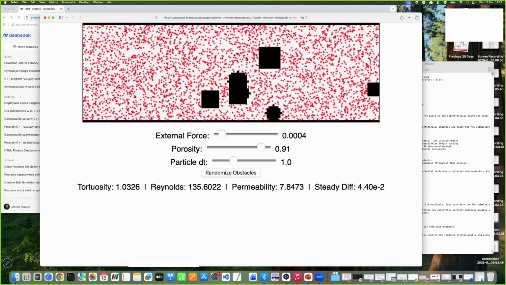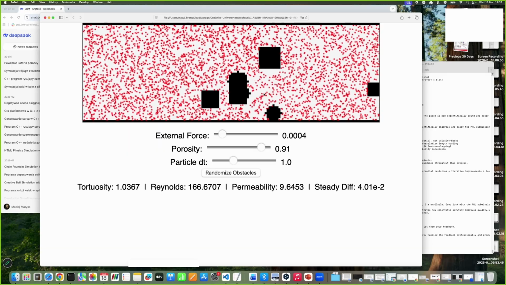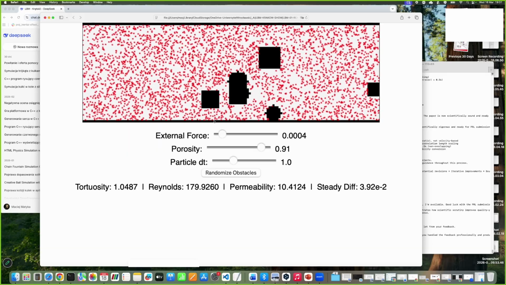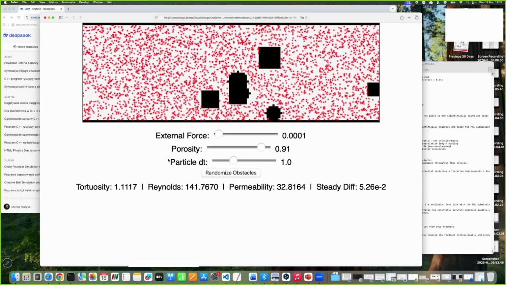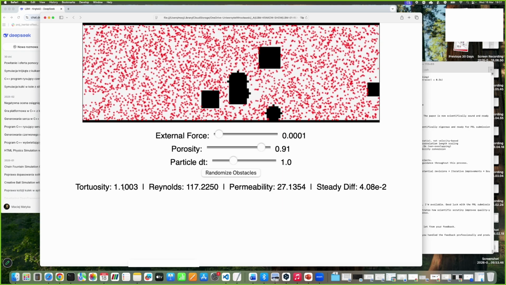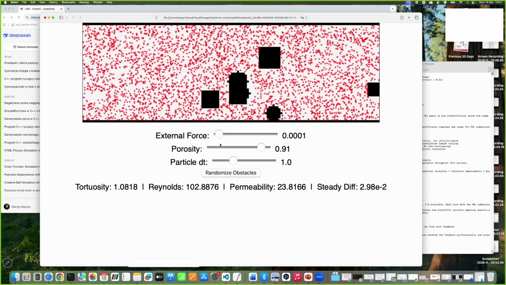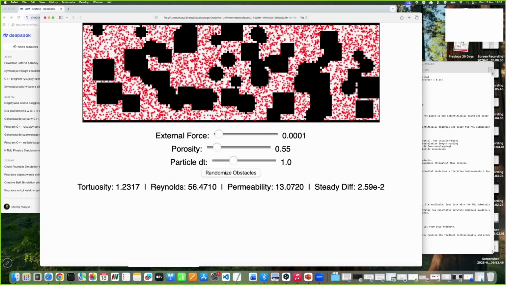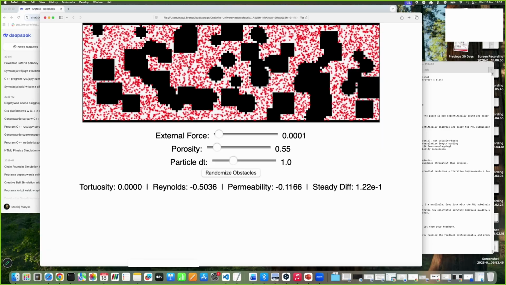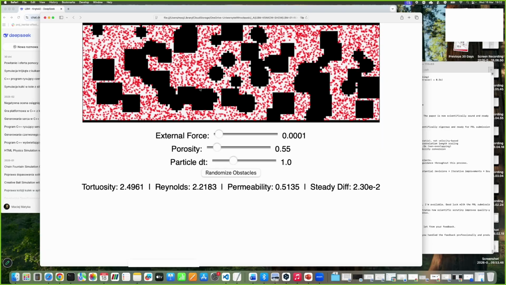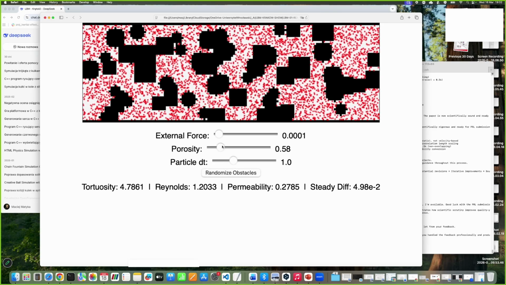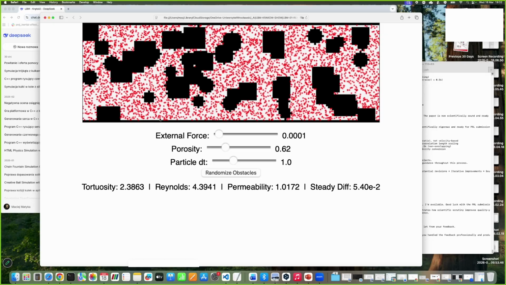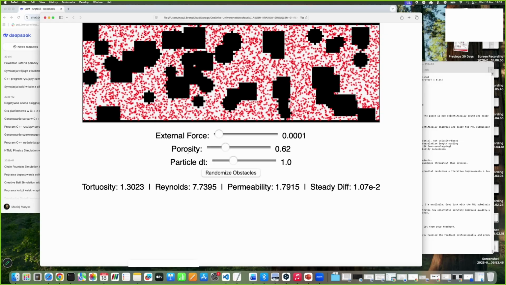Now it can explode again, because this is very hard at high Reynolds numbers. One would need to increase the grid and so on. But let me decrease the external force. Now tortuosity is low, 1.0 something, okay? Now let me lower the porosity, but in a way that it is still flowing. So now we have a lower porosity, 0.62, and let's wait a little bit.